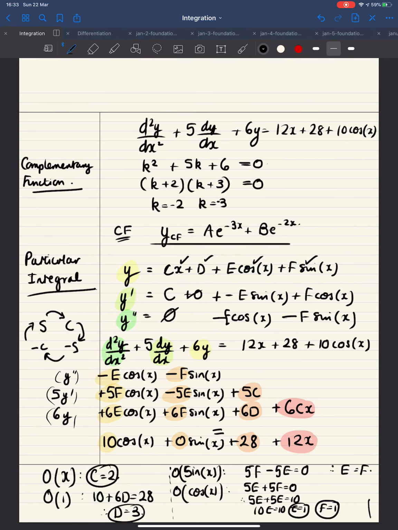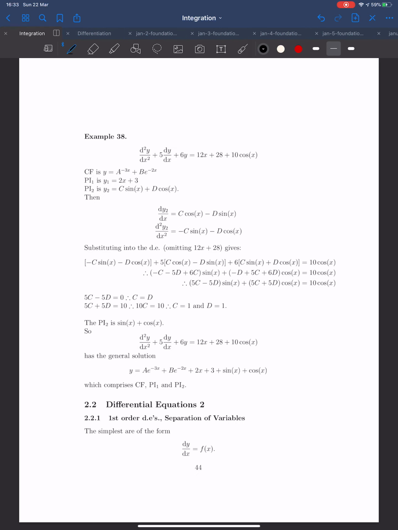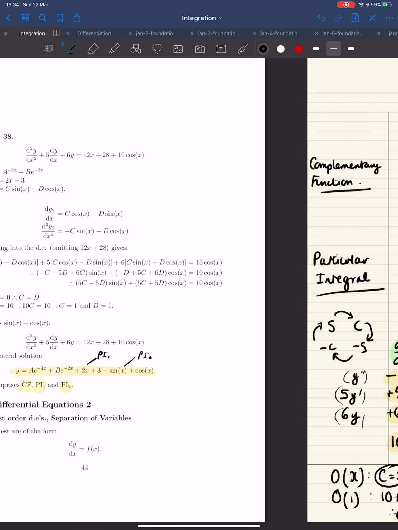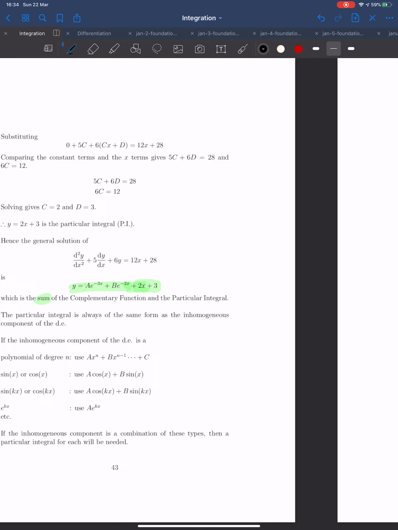We always have one of these in the exam, but not quite as complicated as that. So that takes us up to there, which comprises a complementary function, particular integral 1, particular integral 2. So they've broken this down into particular integral 1 and particular integral 2, but I just did it all in one go. Have a look at their solution as well. Okay, so that's one type of differential equation that you need to solve.